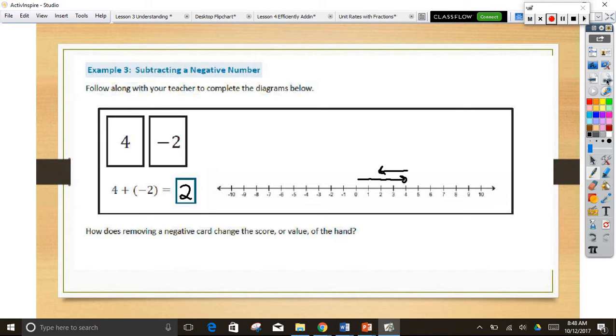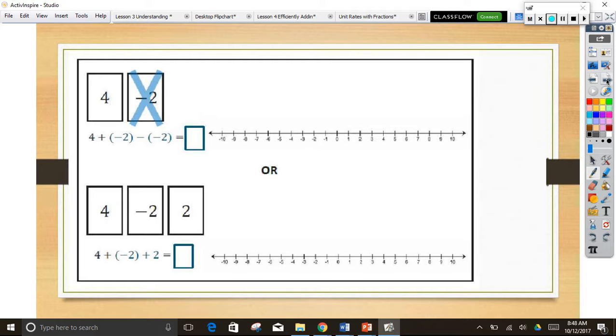And then we're going to look at how removing a negative card changes the score or value of the hand. So if I have 4 plus negative 2, and then I get rid of that negative 2, it's like the negative 2 never happened. So I'm going to put an X through that arrow. Where do I end up? I end up at 4. So this looks really complicated. 4 plus negative 2 minus a negative 2. So I add a negative 2 and then I take away that negative 2. I'm back to 4.